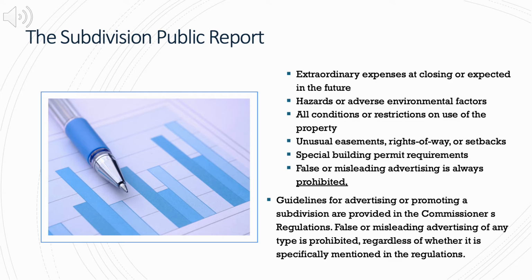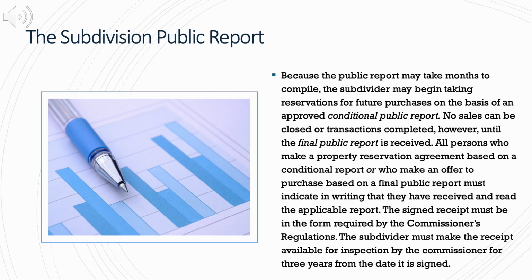False or misleading advertising is always prohibited. Guidelines for advertising or promoting a subdivision are provided in the Commissioner's regulations. False or misleading advertising of any type is prohibited, regardless of whether it is specifically mentioned in the regulations. Because the public report may take months to compile, the subdivider may begin taking reservations for future purchases on the basis of an approved conditional public report. No sales can be closed or transactions completed, however, until the final public report is received.